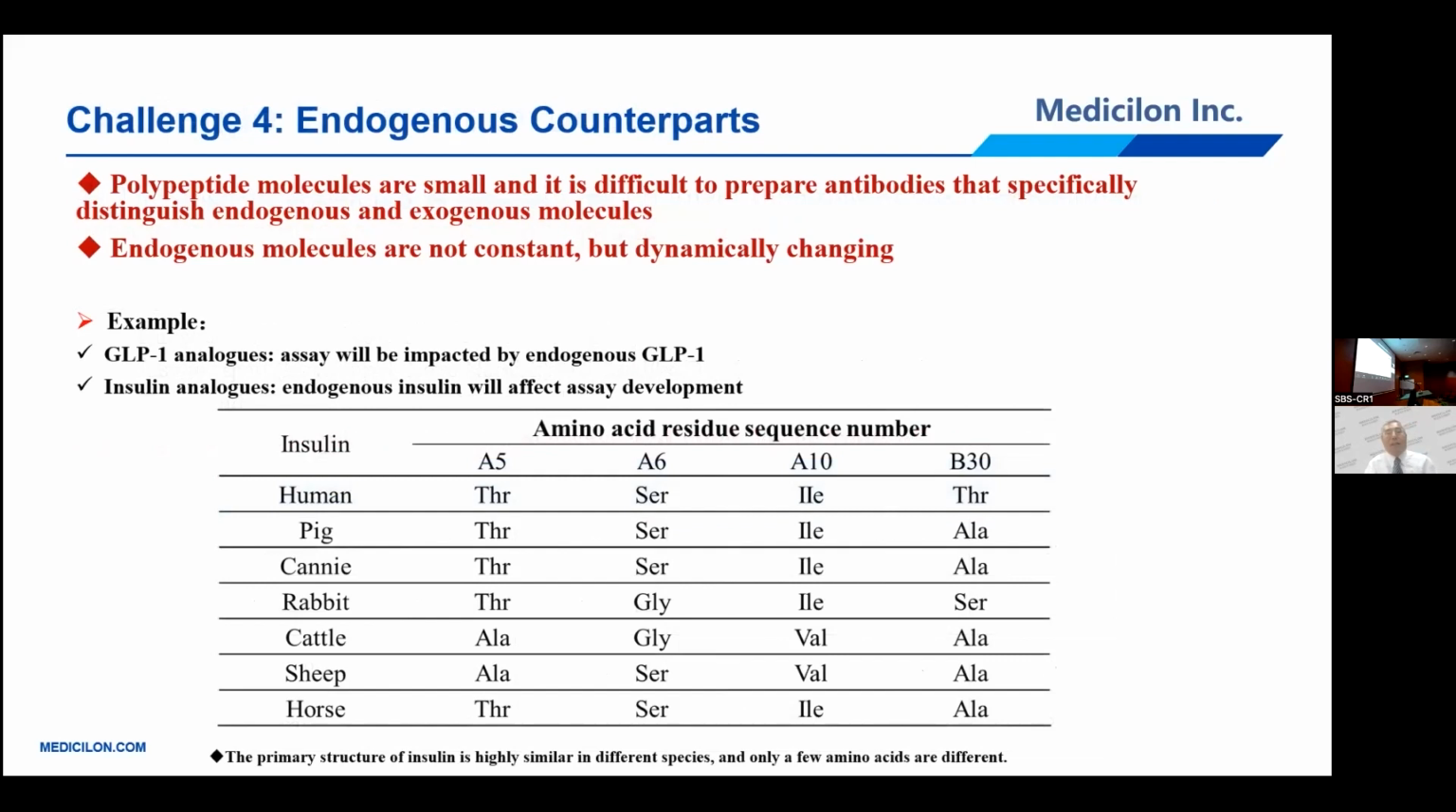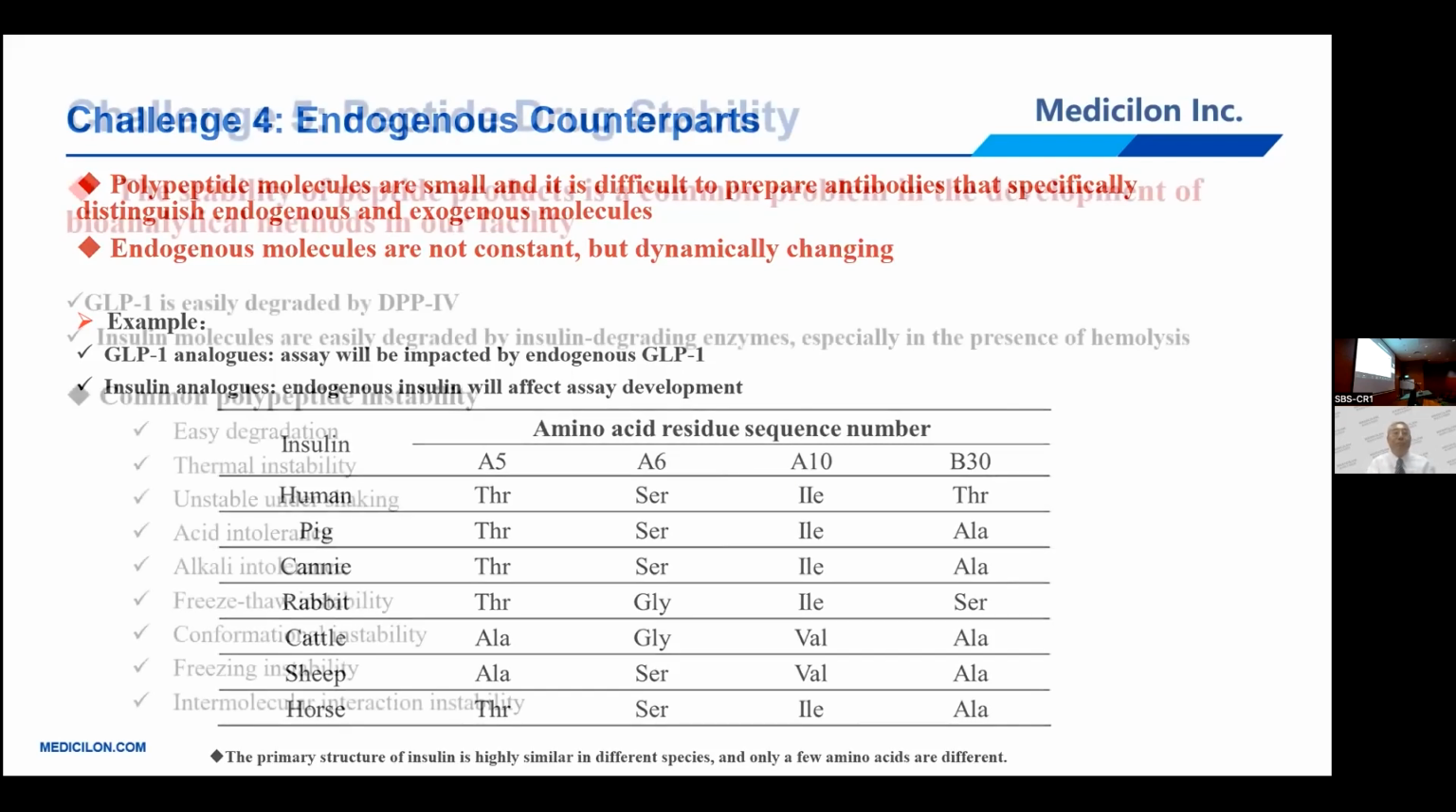The fourth challenge is a potential endogenous counterpart in the body. Because polypeptide molecules are small, they may resemble an endogenous or exogenous molecule. When you use an assay kit, there may be interference. This is another challenge.